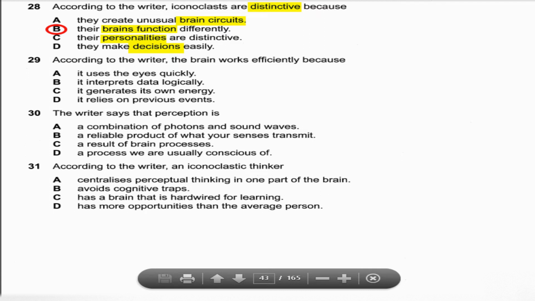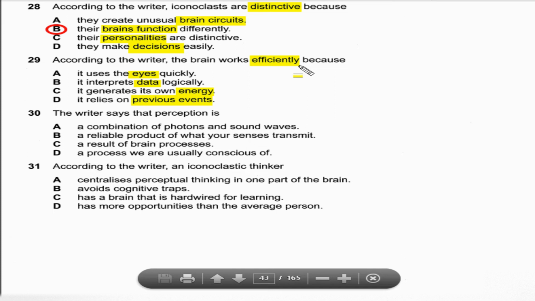Question 29. According to the writer, the brain works efficiently because A, it uses the eyes quickly. So eyes. B, it interprets data logically. All right, data. C, it generates its own energy. D, it relies on previous events. Okay. So, why does the brain work efficiently? Why does the brain work efficiently?